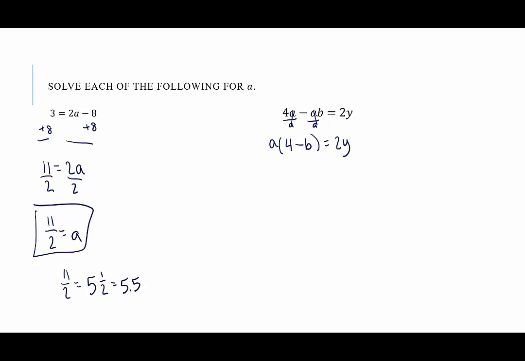Well, a is being multiplied to this other factor, 4 minus b. To get a by itself, I want to divide by the other factor. I divide by the entire other factor, which is 4 minus b. What happens to these 4 minus b's is they cancel each other out, leaving behind a. On the other side, I can't really do anything. I'm kind of stuck because I don't have any like terms. So I just leave it as 2y over 4 minus b, and this would be my final answer.